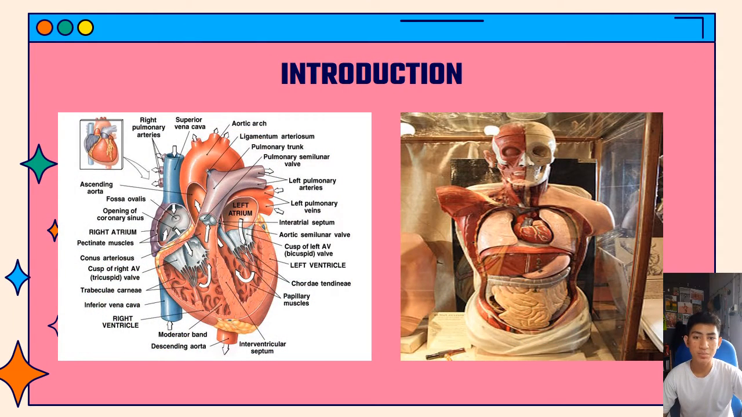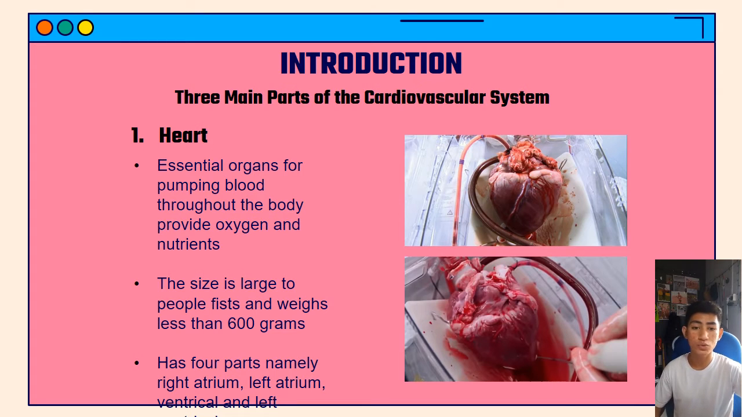So this is the example of heart structure. If you look here, we have left and right ventricle, and we have left and right atrium. So here we will continue to the three main parts of cardiovascular system, which is heart, blood, and blood vessels. Heart is an organ that pumps your blood throughout the body and provides oxygen and nutrients. And we have four main parts of heart. Like I said in the previous slide, we have left and right ventricle, and left and right atrium.